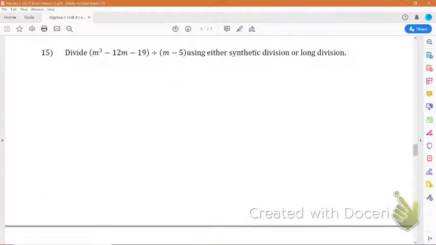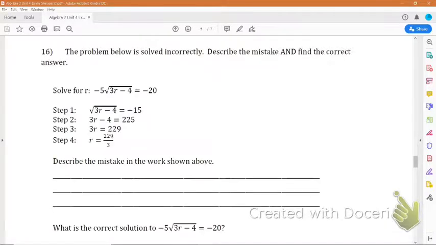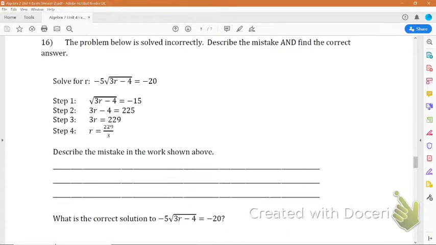Alright, moving to the backside, question 16. Question 16. The problem below is solved incorrectly. Describe the mistake and find the correct answer. My suggestion for these problems is to always take the problem and solve it on your own. Don't look at what they did, or you might do the same thing because it's in your mind. So I'm going to take the original problem.